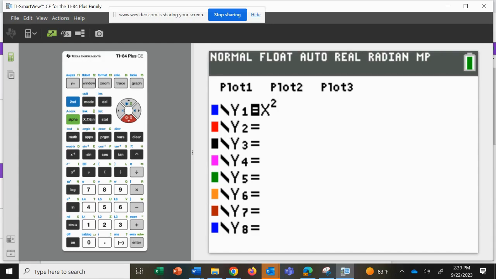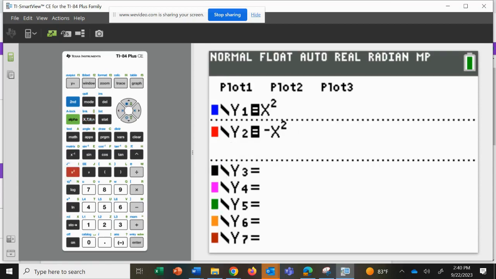X squared. Okay, now we're going to go down to y2, and there is a different button. And this is where you're going to get an error if you don't follow along. There's a different button for negative than there is for subtraction. So make sure you do the negative x squared, not subtraction. Negative x squared. Once you do that, you can hit graph. Mine's up longer so people can catch up.